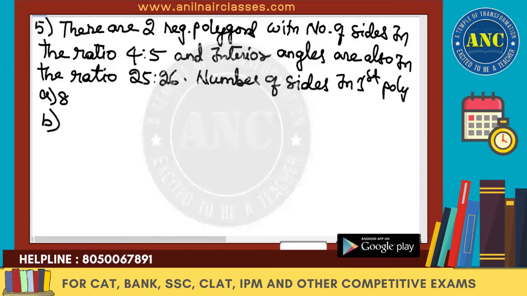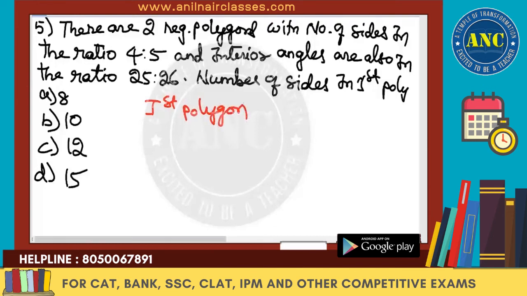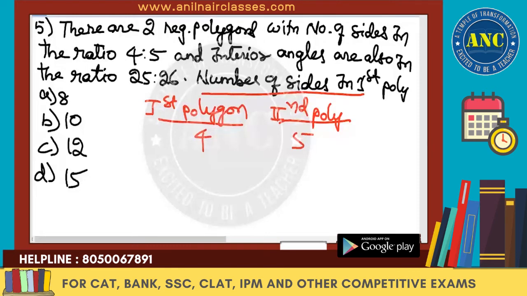Options are 8, 10, next is 12, next is 15. There are two regular polygons with the number of sides in the ratio 4:5, and interior angles are also in the ratio 25:26. First polygon and the next one is the second polygon. They are in the ratio 4:5. We require the number of sides in the first polygon.